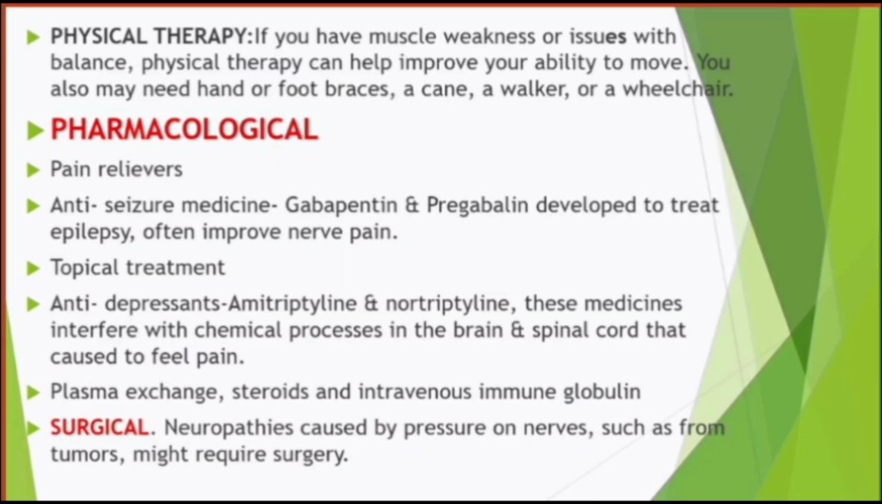Pharmacological treatment includes pain relievers, anti-seizure medicines such as gabapentin and pregabalin, developed to treat epilepsy, which often improve nerve pain, topical treatments, antidepressants, plasma exchange, steroids and intravenous immunoglobulins. These treatments are often used if inflammation or autoimmune conditions are causing neuropathy. Surgical: neuropathies caused by pressure on nerves, such as from tumors, might require surgery.